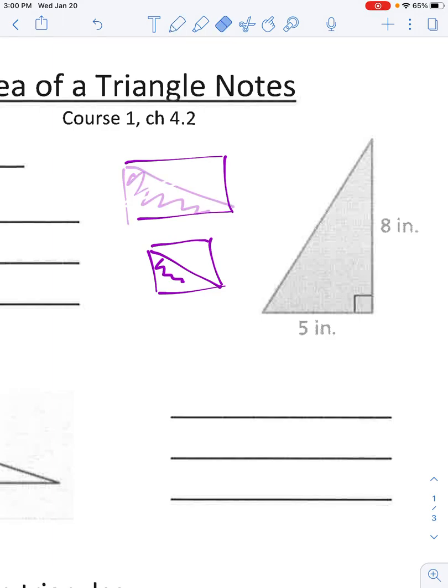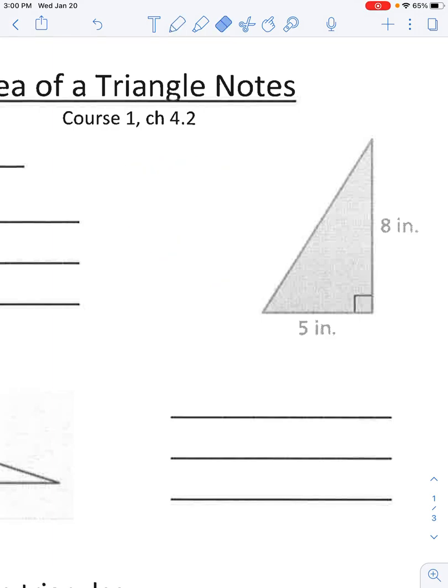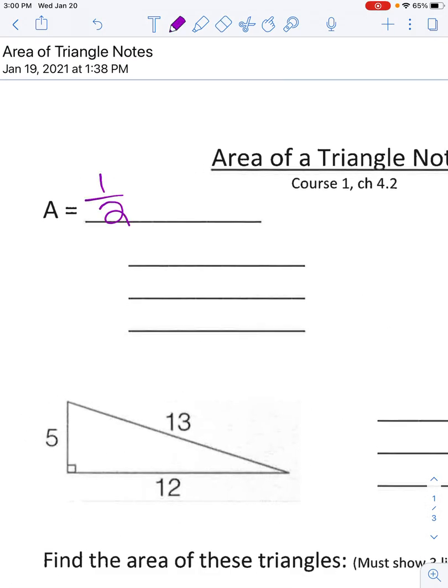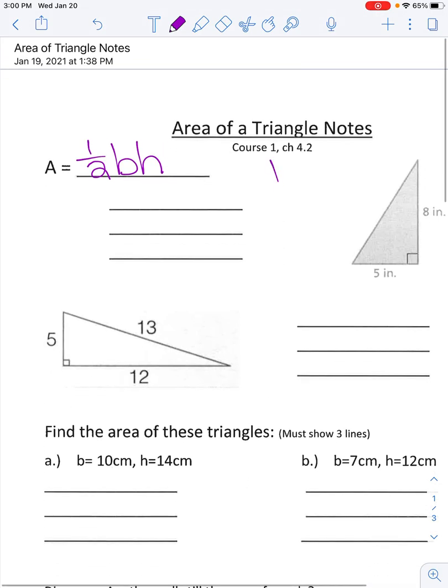Okay, so the formula for a triangle, which we always write on line 1, is 1/2 base times height. Some people will say base times height divided by 2. That's because you guys know that dividing by 2 or multiplying by 1/2 is the same thing. Okay, one moment.